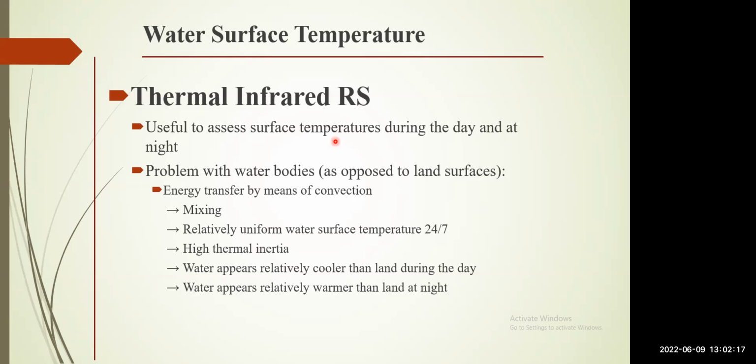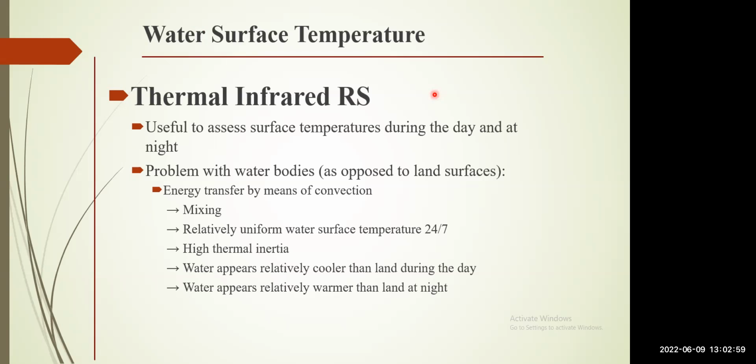The problem with water bodies as opposed to land surfaces: whenever we talk about energy transfer by means of convection, it is mixing, giving a relatively uniform water surface temperature, and also high thermal inertia, and the water is relatively cooler than the land during the day. So that type of information is very important whenever we consider thermal infrared for our whole area.